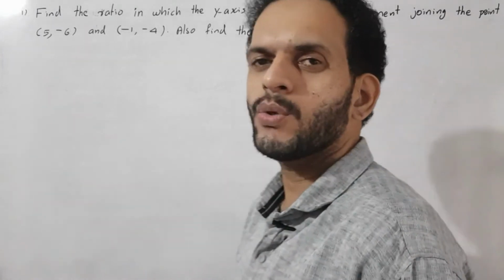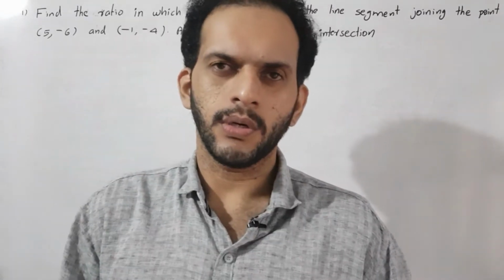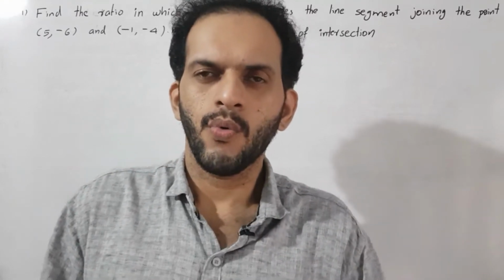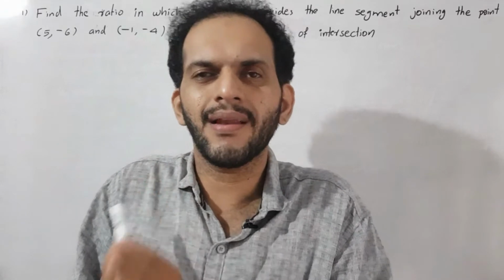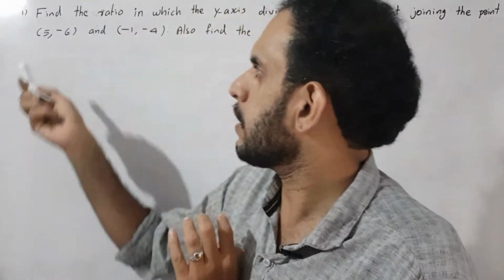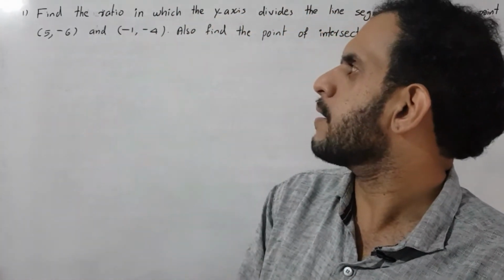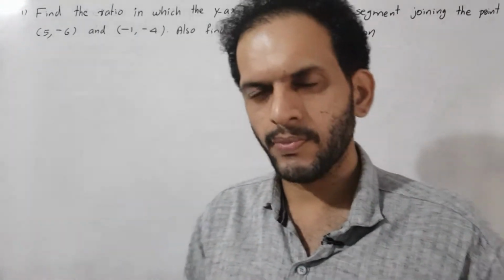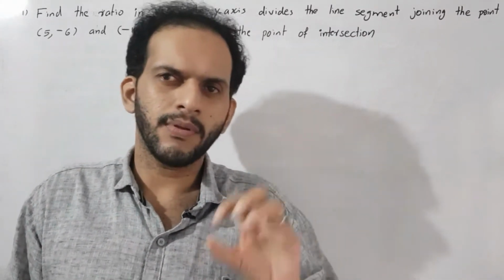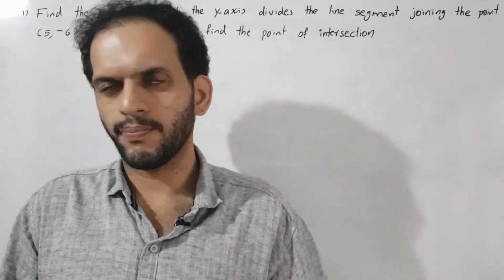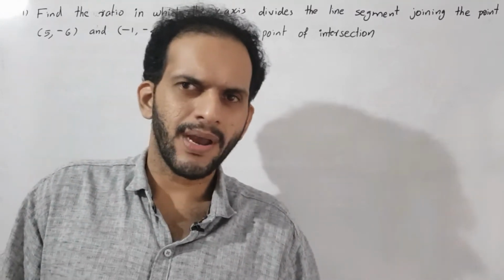Correct. Then we have two questions here. First one, what is the first one? Find the ratio in which a point divides the line segment joining (5, -6) and (-1, -4). The second question, find the coordinates of the point of intersection. Correct. Then one more idea is given here.